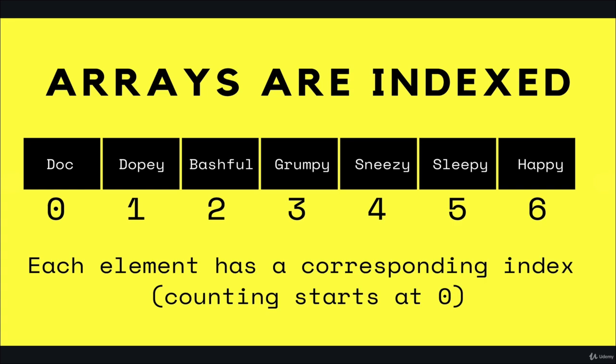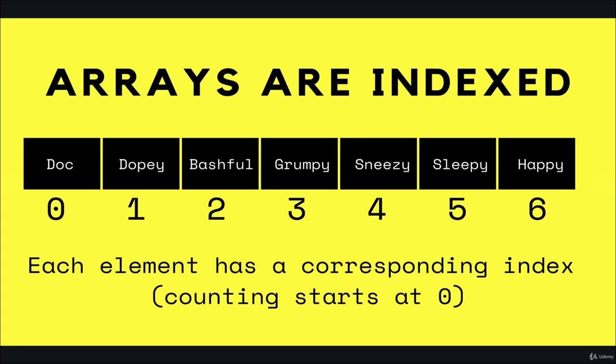So here's a hypothetical array of the 7 dwarves, which I actually Googled. I thought it was 7 dwarves, but the official spelling is 7 dwarfs, not V-E-S. I don't know. Anyway, Doc, Dopey, Bashful, Grumpy, Sneezy, Sleepy, Happy. The first one in this array is Doc, and then we have Dopey, then we have Bashful. Now, these indices are important because we actually use them to refer to specific elements.